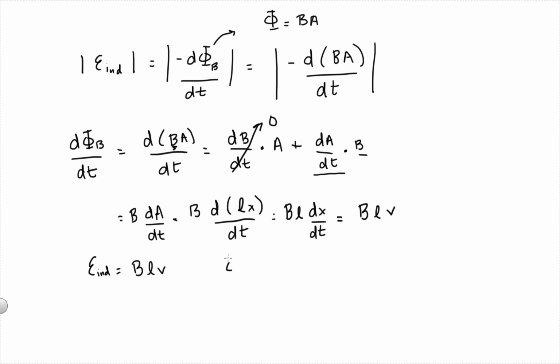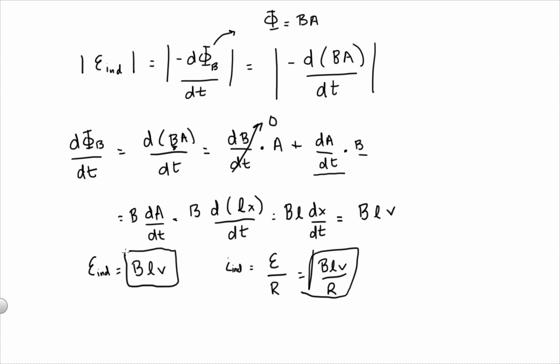And to estimate the induced current, well, we can get that from Ohm's law. So that's just going to be EMF over R, or in this case, B times L times V over R. So these are our two important results from this calculation. And the thing to remember is that whenever you're doing this kind of calculation, the direction of your current is going to be set by the opposition to your change in magnetic flux.